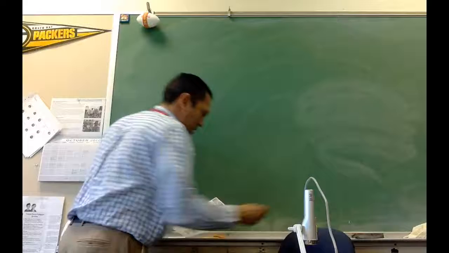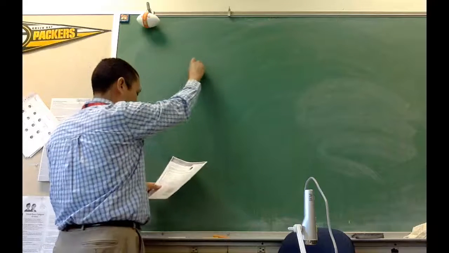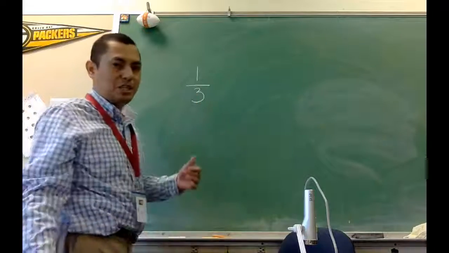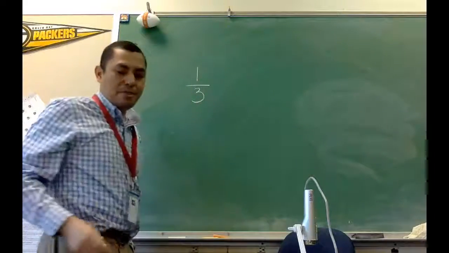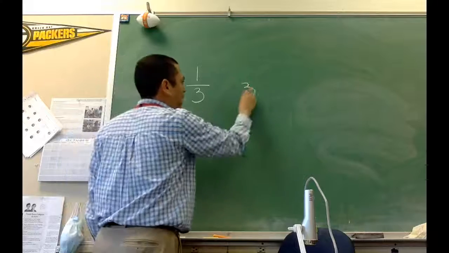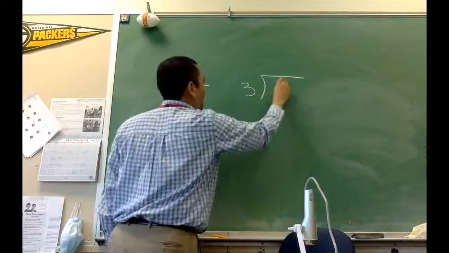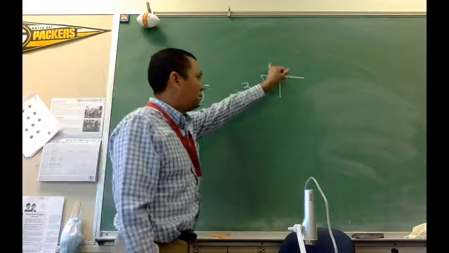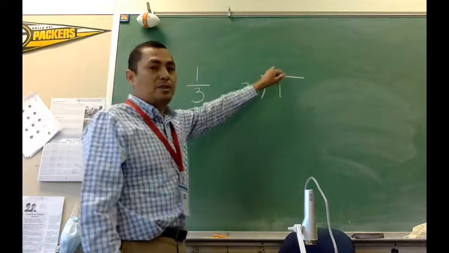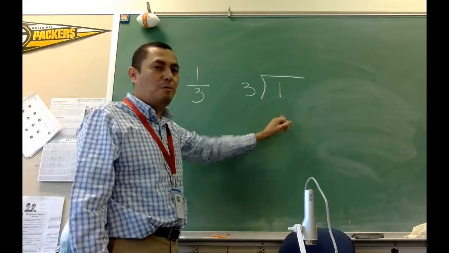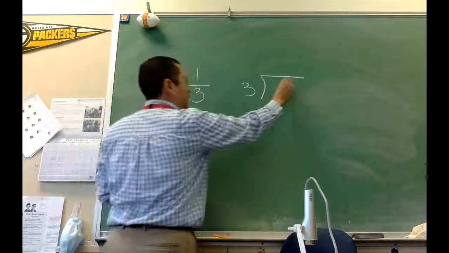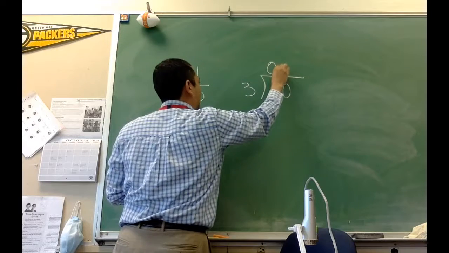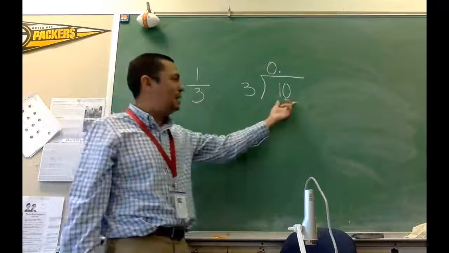So she has 1/3, right? We're talking about 1/3. And then she says she's dividing 1 by 3. So what we're going to have is 3 divided into 1. But it's not possible because 3 is bigger than 1. So there is no number that multiplied by 3 will give you 1. So in this case, we add a 0 in the quotient and a decimal point. Now you have 10 divided by 3.